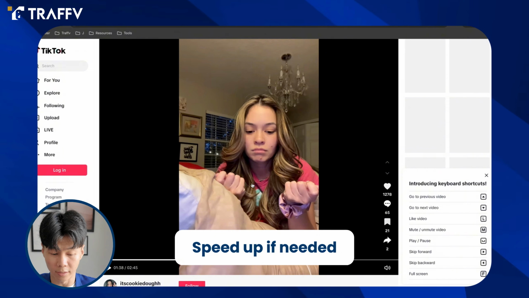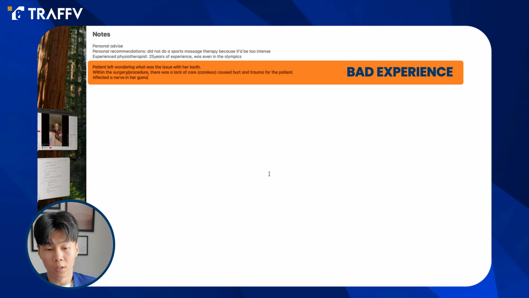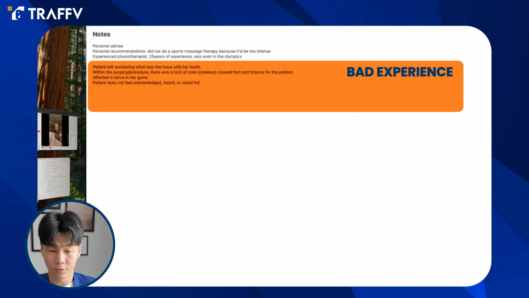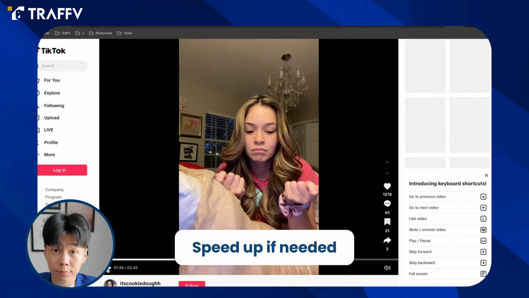Just like that. Alright, so this is also one important point which I want to take note of. The patient does not feel acknowledged, heard, or more importantly, cared for. Right, so I'm going to continue here.